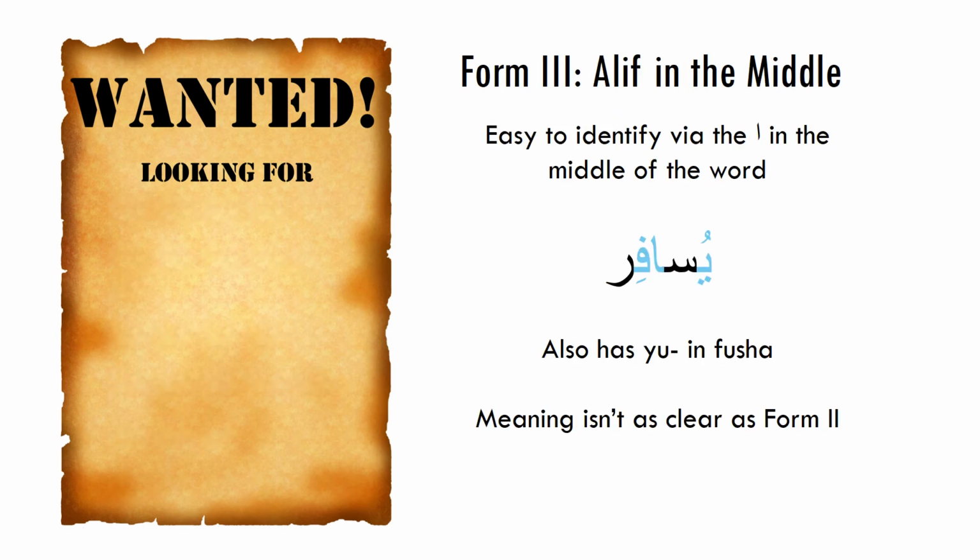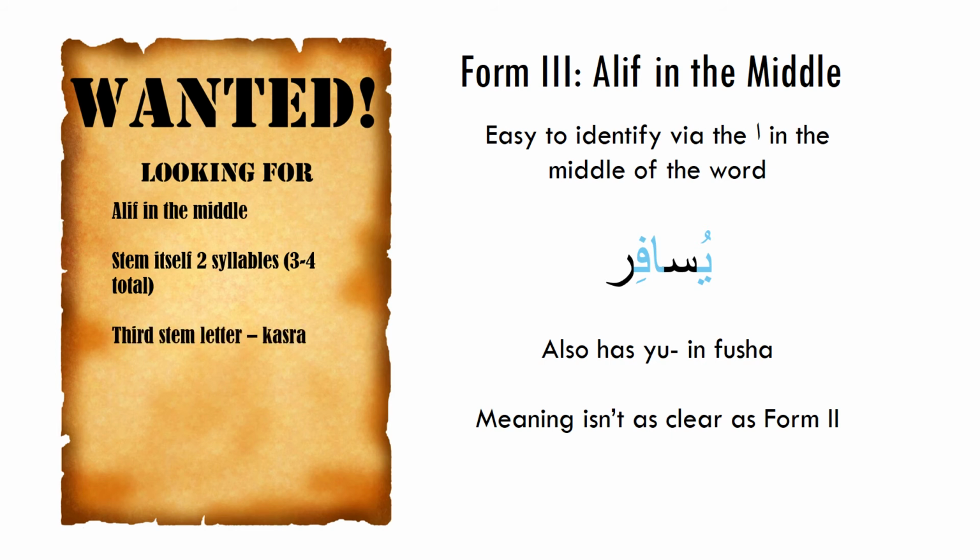Form 3 is easy to identify because there's an aleph in the middle of the word. And if you want, you can think of that Roman numeral 3, look at that thing, and see how this nice, like, clean line in the middle. That might help you remember which one is form 3. The numbers aren't so important, but understanding what the stems are is what we're really trying to do here. So look for an aleph in the middle. The stem itself is 2 syllables, 3 syllables total, so yusafir.